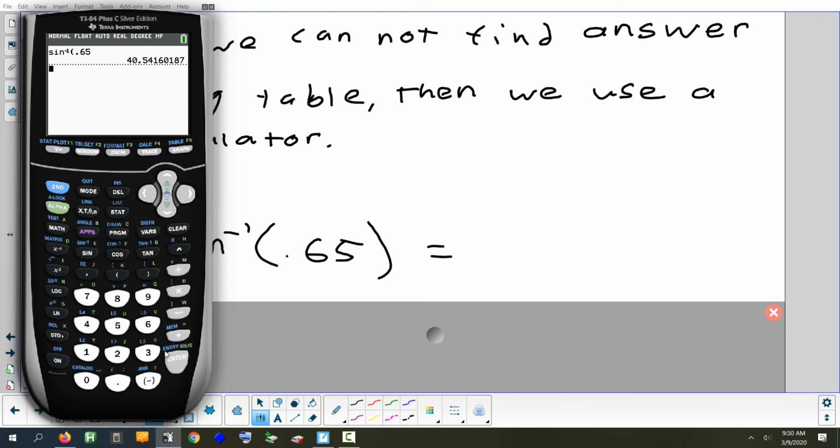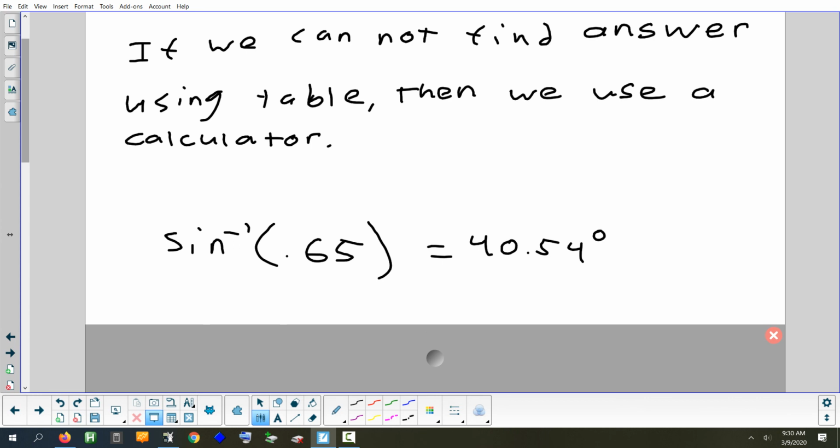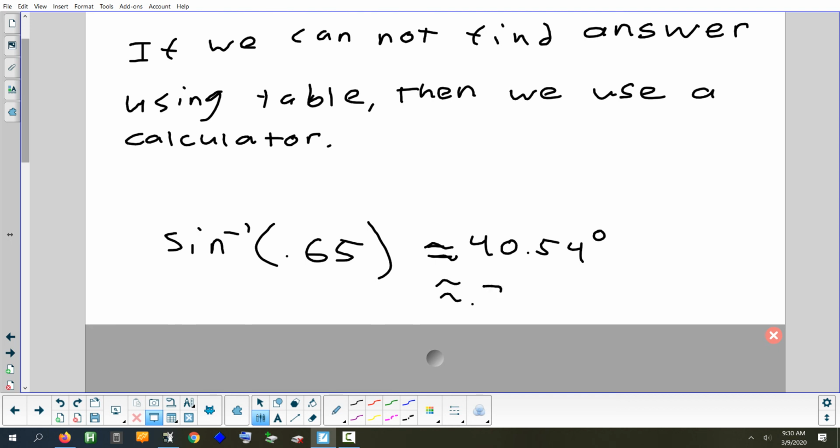Okay, so second, sine, 0.65. And the answer is 40.54. So if you got 40.54 degrees, you did it right. Now you have to put that degree symbol, because if you leave that off, what would you be telling me the answer is? You're telling me radians. If you want radians, that's a totally different answer. Mode, put it in radians, type in what you just typed again, and in radians, that's 0.71, if we're going to go to 2 decimal places. Both of these are approximate.